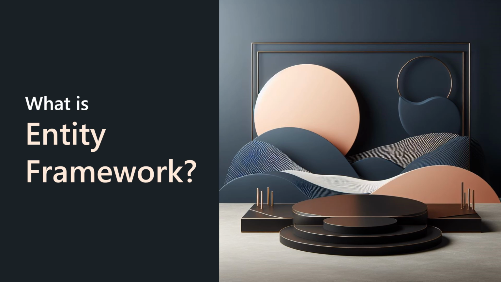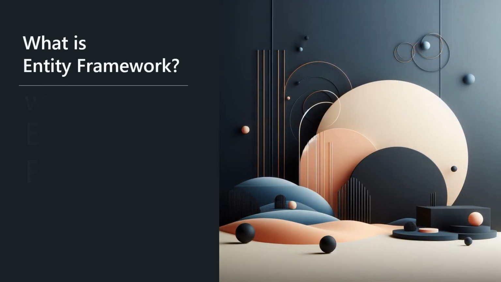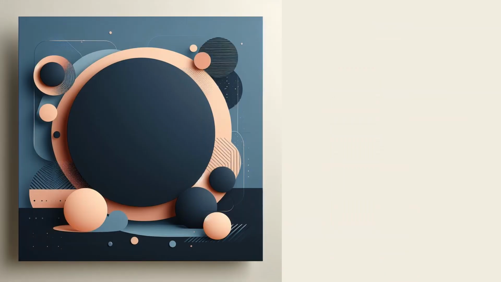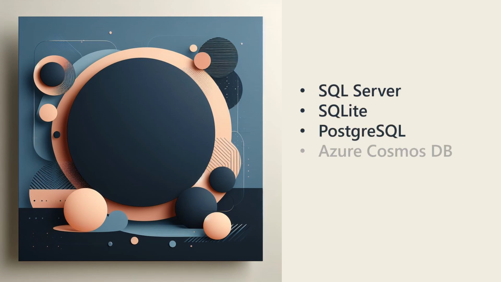Today we're going to be learning about Entity Framework and the different approaches of interacting with the database. So what is Entity Framework? Entity Framework is an object relational mapper for .NET that enables developers to persist and retrieve relational data without needing to write a lot of data access code. Entity Framework works with a number of different databases including SQL Server, SQLite, PostgreSQL, Azure Cosmos DB, MySQL, and Oracle DB.